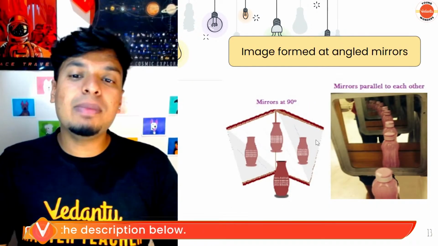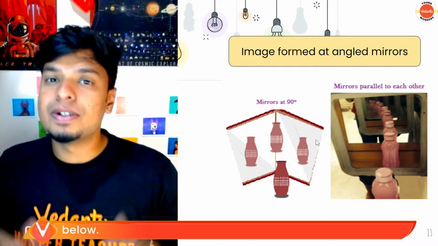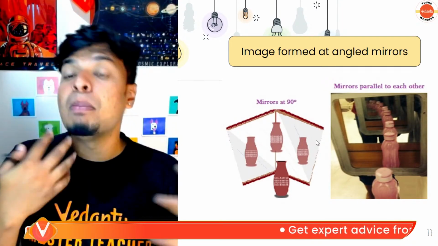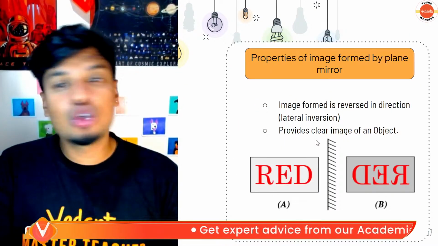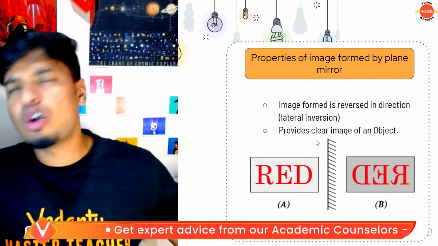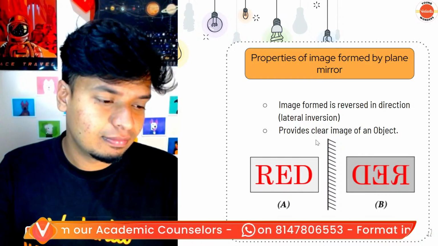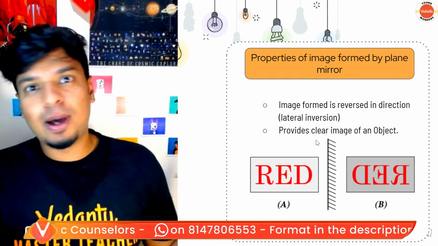Now, what about image formed by angled mirrors? This is when we have to talk about something called multiple reflection. So far we learnt about just normal reflection. What about multiple reflection? That happens in the barber shop, right?